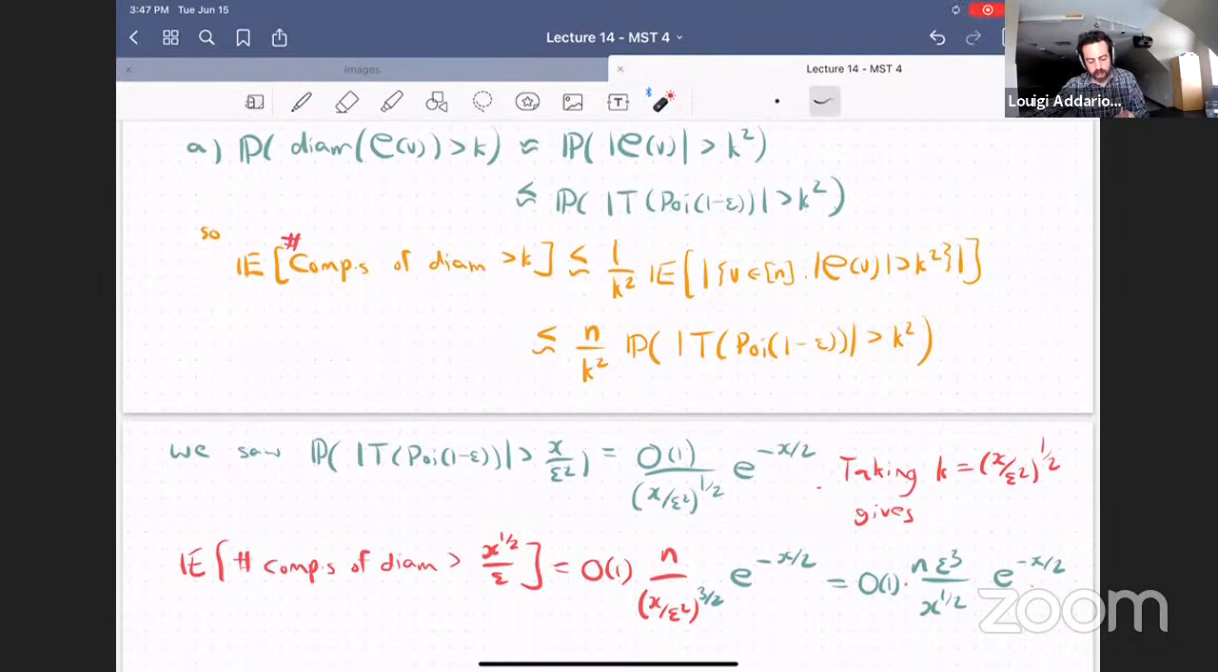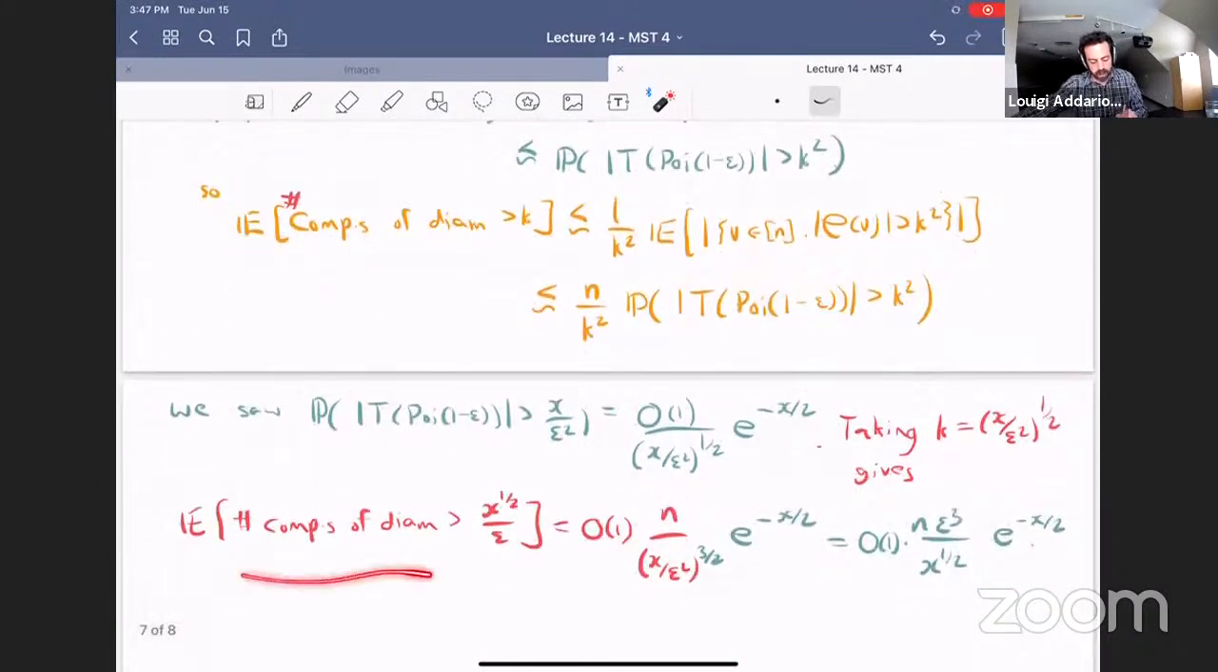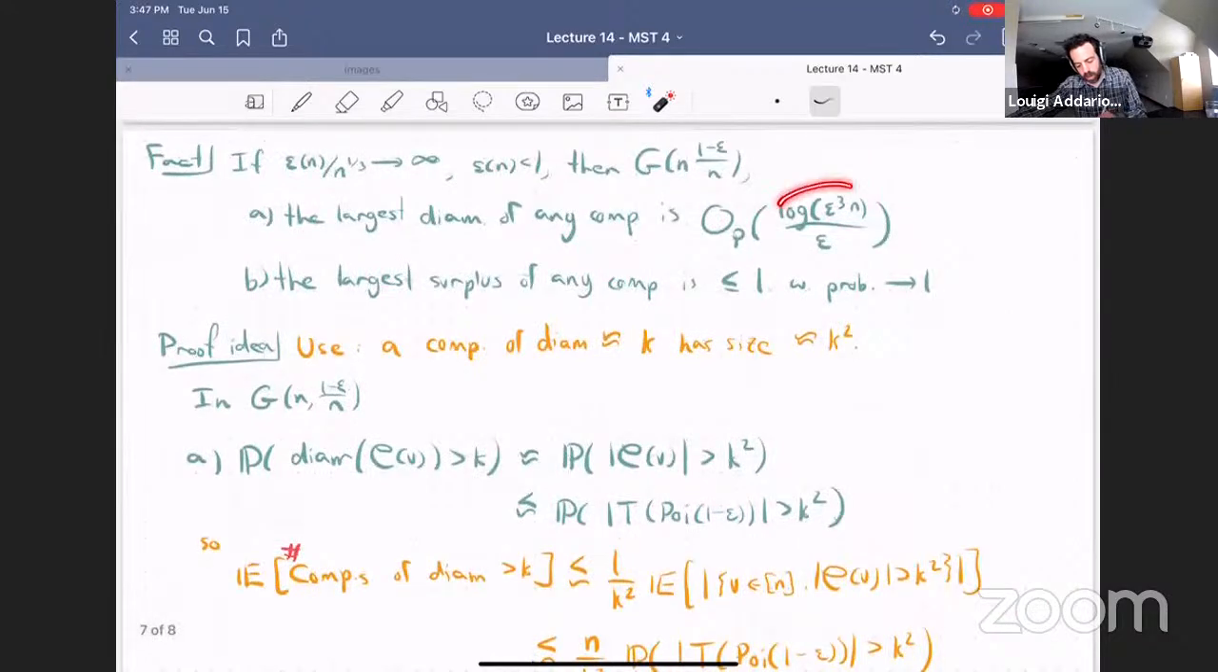Up to this heuristic that having diameter bigger than k is roughly the same as having size bigger than k squared, we've derived an upper bound on the expected number of components of diameter bigger than something over epsilon. And what do we have to do over here to get a good bound? We need to cancel this n epsilon cubed, right? So taking x to be of order log n epsilon cubed is precisely what's needed to get a small bound here. And that's the upper bound we stated.